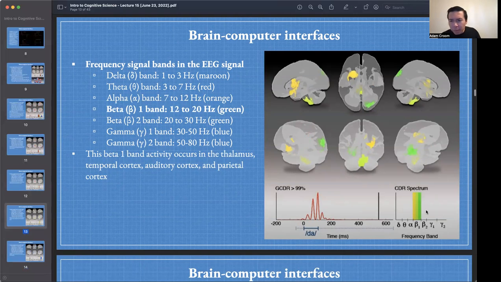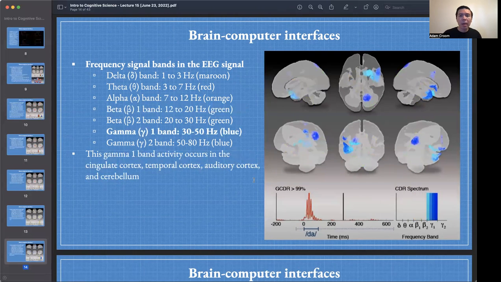Here we also see a little bit of beta 2 band activity, and this would be the 20 to 30 hertz range. This is a darker green, so we can see areas of darker green as well. Next, we have gamma band activity. Gamma 1 band is from 30 to 50 hertz, and the gamma 2 band is from 50 to 80 hertz. Here we see the gamma band activity in blue, and this activity occurs in the cingulate cortex, temporal cortex, auditory cortex, and even in the cerebellum.